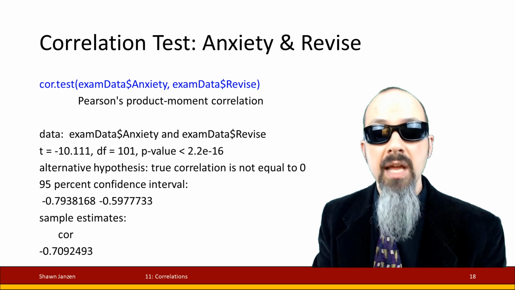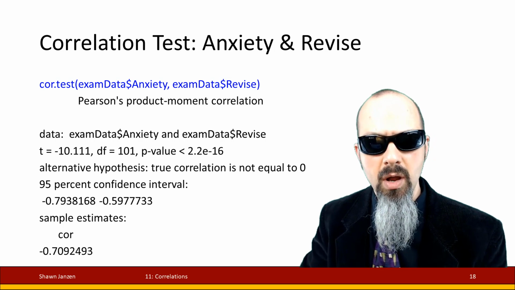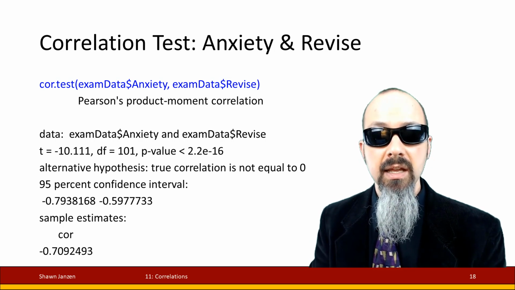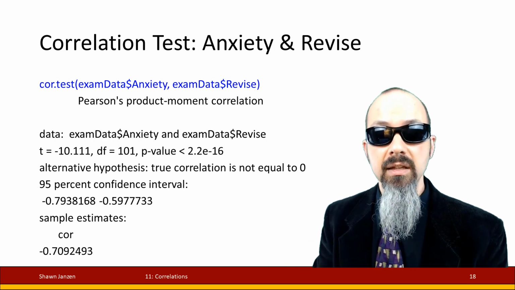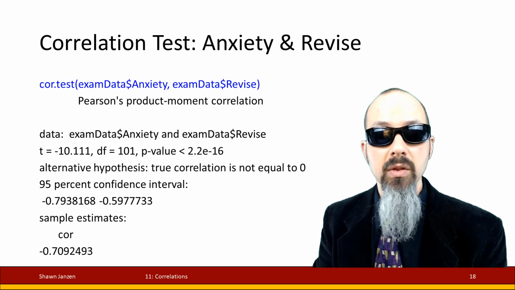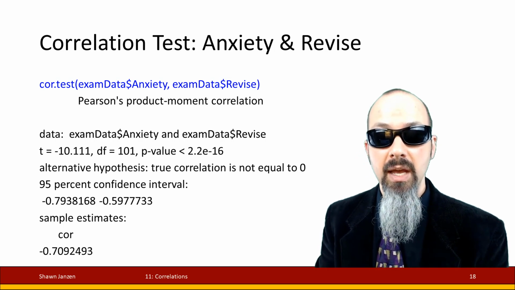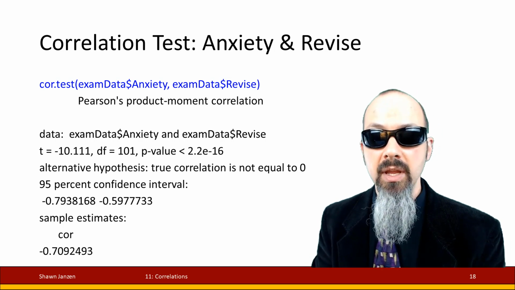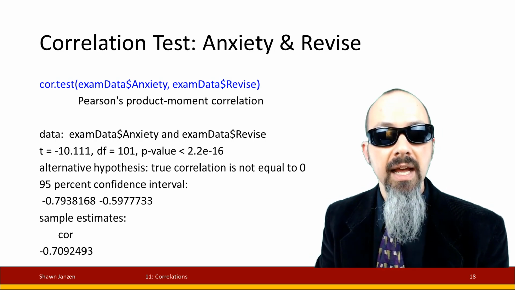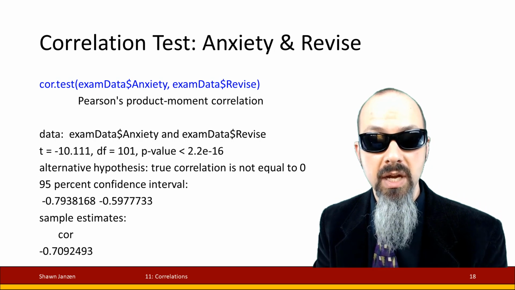Negative 0.7. That's a negative strong correlation. So that's saying that the more time you spend revising, the less anxiety you have. Or the more anxiety you have, the less time you probably spent revising. And it's statistically significant, which again kind of makes sense for most people who study.